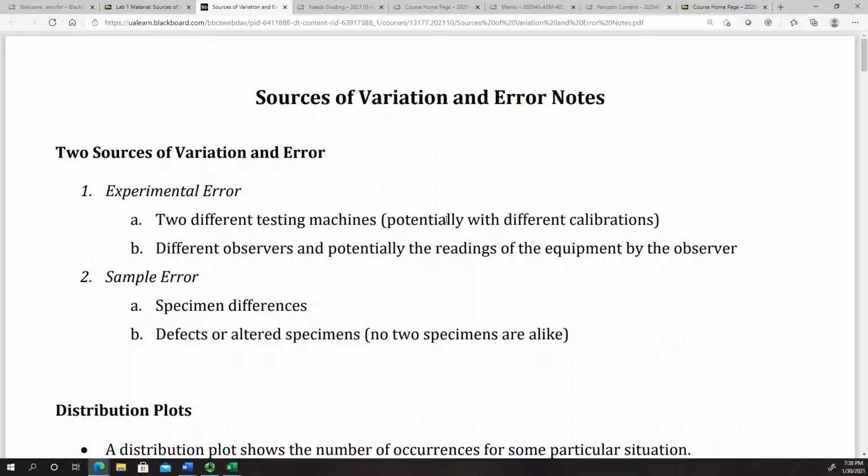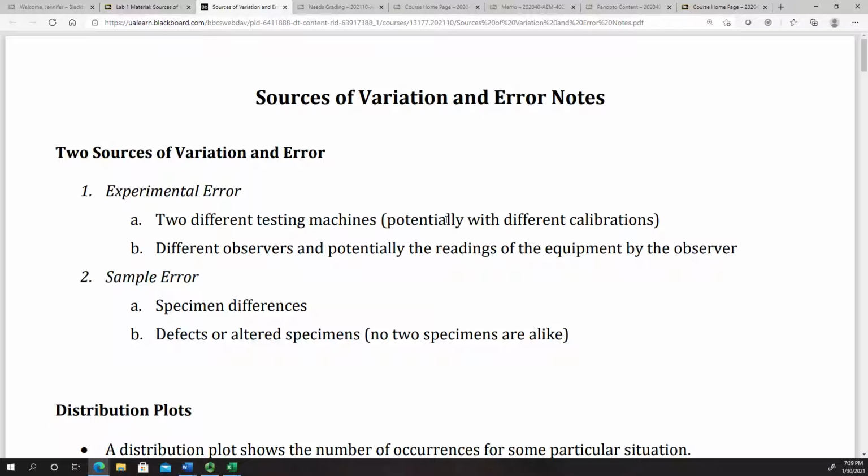So for experimental error, those will be things that are inherently based on the experiment or those testing the experiment. So that could be two different testing machines, potentially with different calibrations, different observers testing different specimens, potentially the readings being read in different ways from those observers. It could also be any kind of discrepancy in one machine versus another.